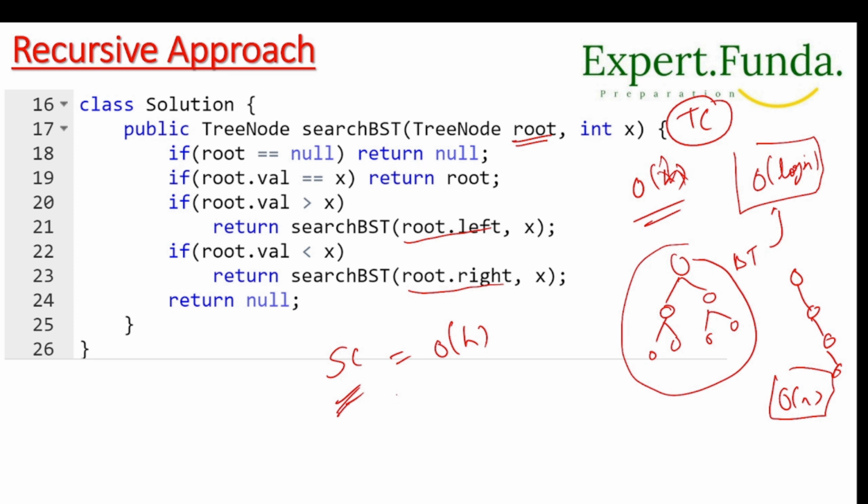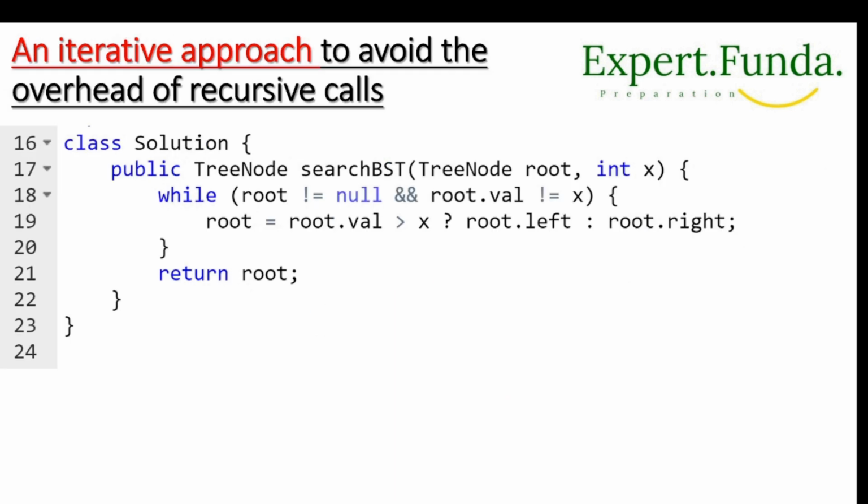Now, to ensure better time and space complexity, you should consider using an iterative approach to avoid the overhead of the recursive calls. When you go with the iterative approach, these recursive calls will not happen, and due to that the space complexity becomes O(1), as you can see here. This is an iterative approach to avoid the overhead of recursive calls that we have talked about.